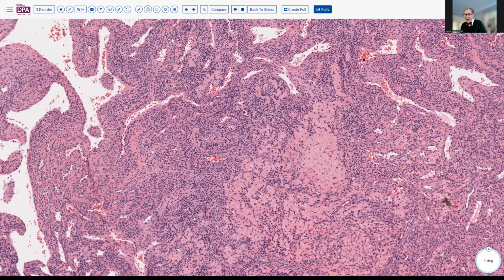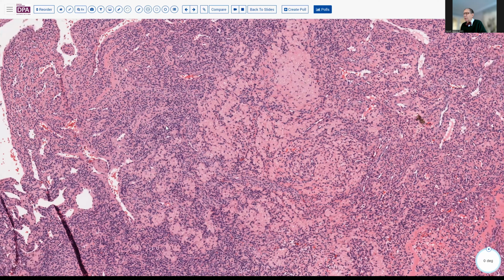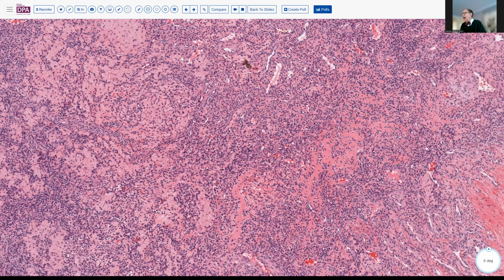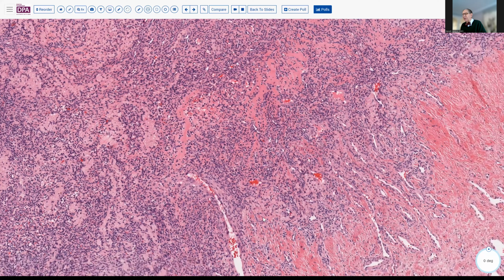And in fact, this is a tumor which marks with actins, smooth muscle actin, muscle-specific actin, but does not react with desmin. So this is not a smooth muscle tumor. This is an actin-producing lesion that has a very prominent vasculature that is called a myopericytoma.